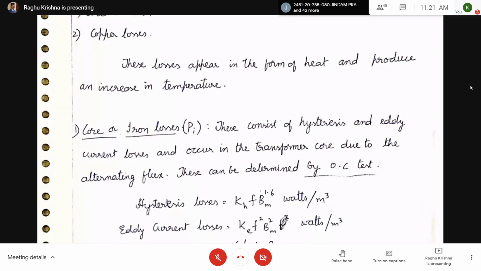Next, what are core losses or iron losses? These consist of hysteresis and eddy current losses and occur in the transformer core due to the alternating flux. This can be determined by the OC test.